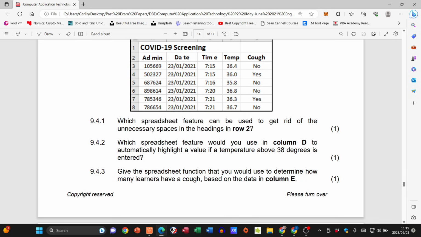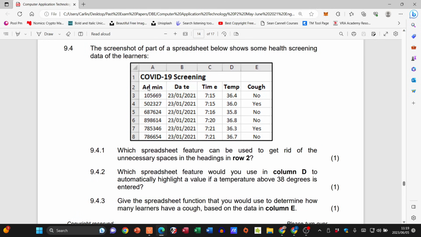Right, 9.4.1. Which spreadsheet feature can be used to get rid of the unnecessary spaces in row 2? Let's have a look at row 2. Do you see those spaces there? Right, we can use the find and replace feature. We want to find blanks and delete them.